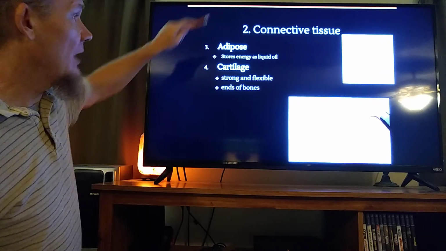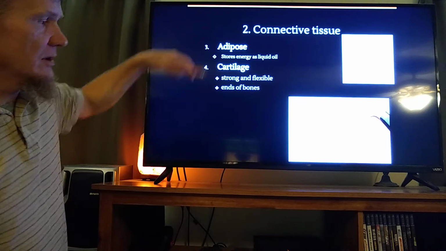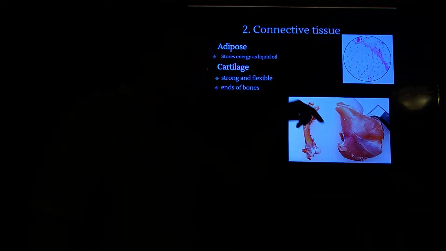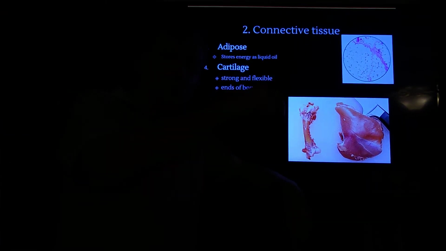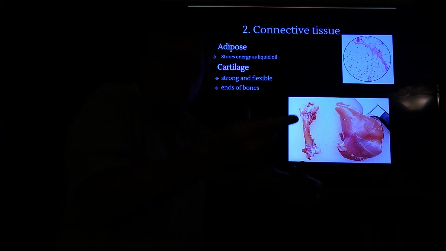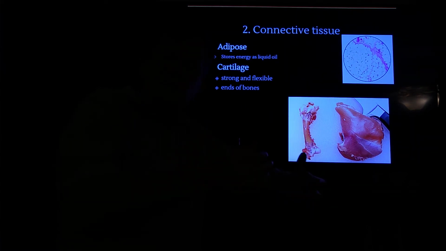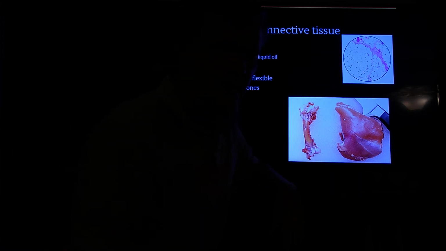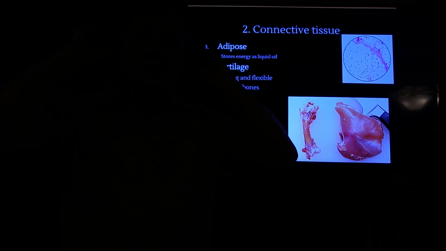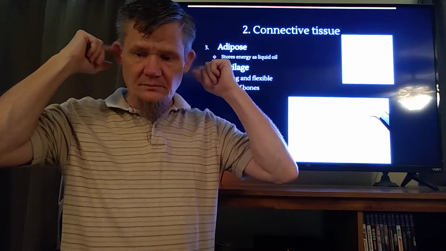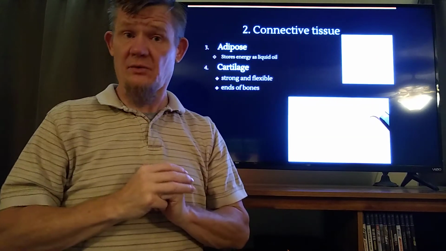Our next kind of connective tissue is cartilage. And again, here's a chicken leg. That rigid piece at the end of the chicken leg, that's kind of crunchy if you actually eat it, that is cartilage. You have cartilage all over your body. The end of your nose is cartilage. Your ears are cartilage.